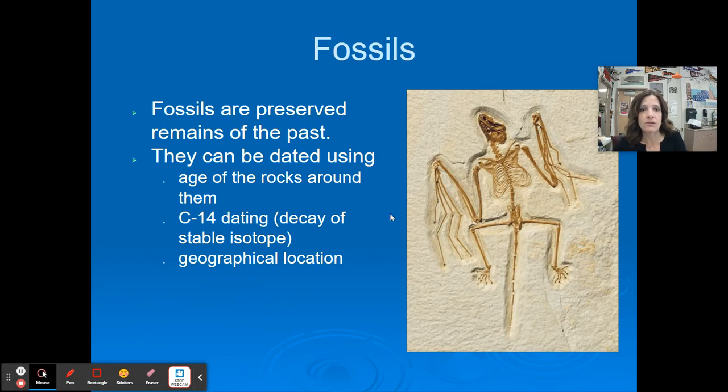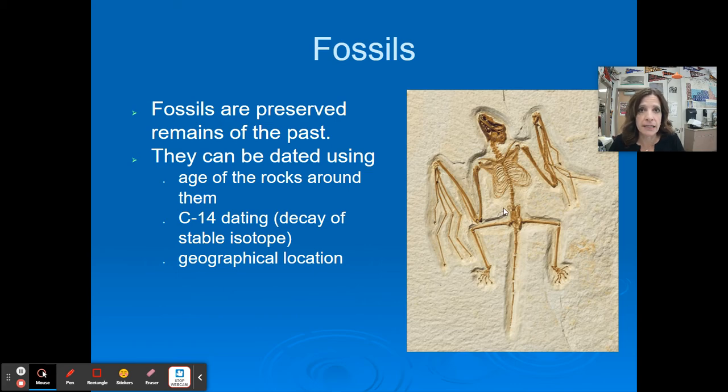Okay, so fossils. So fossils are preserved. They can be bones that are preserved, or sometimes they're soft tissues that are preserved. And the fossil itself can be used by dating to find the age of it. You can date the rock around it.